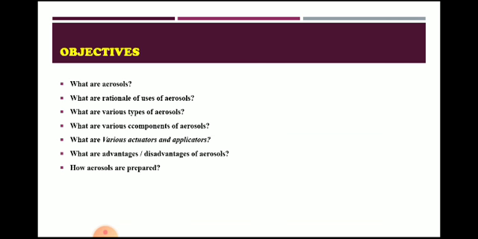There are so many objectives behind this topic, like what are aerosols, what are the uses of aerosols, what are the various types of aerosols, components of the aerosol, actuators and applicators used, what are the advantages of the aerosol, how the aerosols are prepared. These are the objectives behind the study of pharmaceutical aerosol.